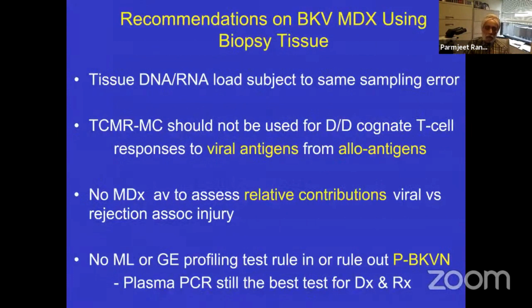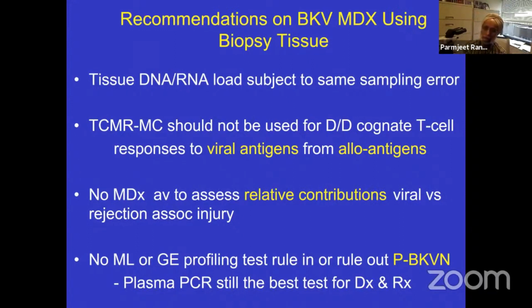Now, I am being asked to develop recommendations for the molecular diagnosis of BKV nephropathy by the Transplantation Society. And this is some of the things I want to say. Tissue DNA and RNA load is subject to the same sampling error as immunohistology. And I think we saw examples of that already. The TCMR molecular classifier should not be used to differentiate between cognate T-cell responses to viral antigens from allo antigens. There is no proof that this test can reliably distinguish the two.